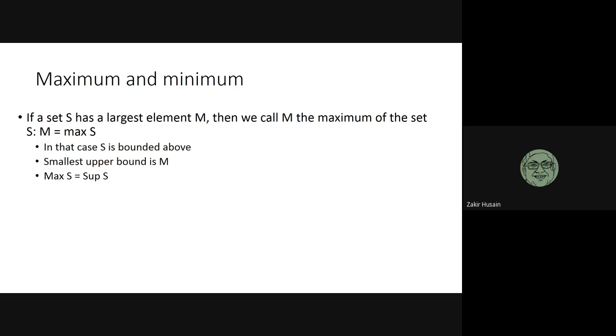So a set S has a largest element M, capital M, let us suppose. So we can think of a set like this. So this is the maximum element, it is called M. So in that case, M is equal to the supremum. In other words, if a set is bounded from above, then the maximum element of the set is equal to the supremum.